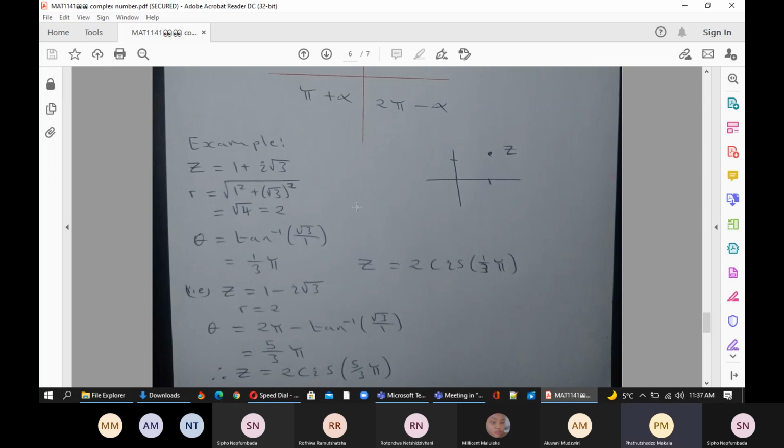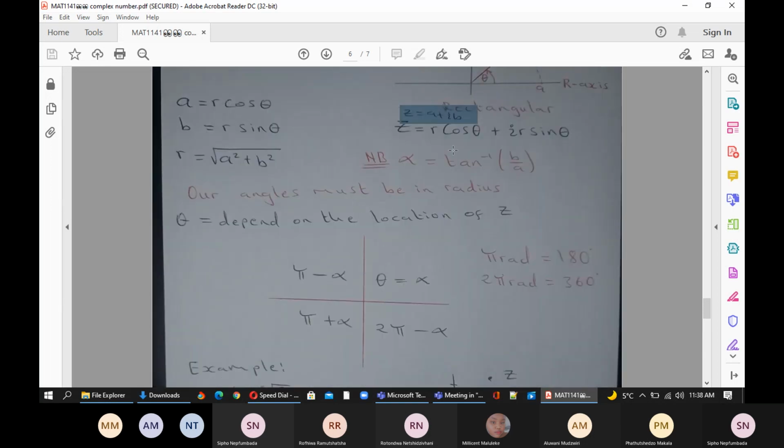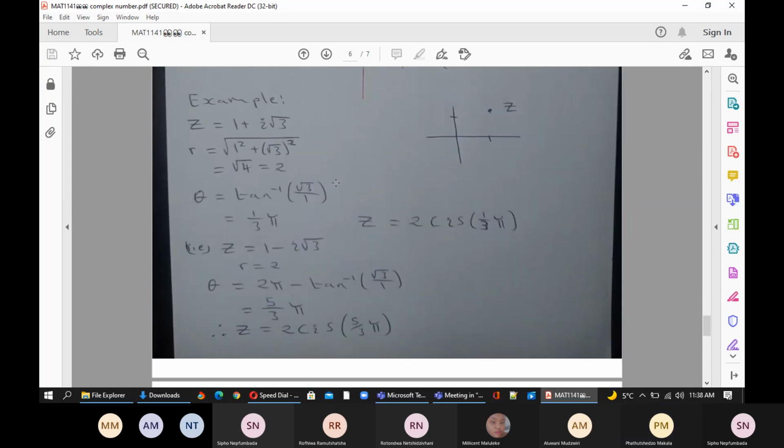Are we still together? So now, we want to find theta. We know that our theta is represented by tan arc B over A, where A and B, we find them here. So meaning that when they say B, we substitute B. When they say A, we put A. Therefore, we press our calculator. We change our calculator to radians. Okay. Therefore, we get 1 over 3 pi.